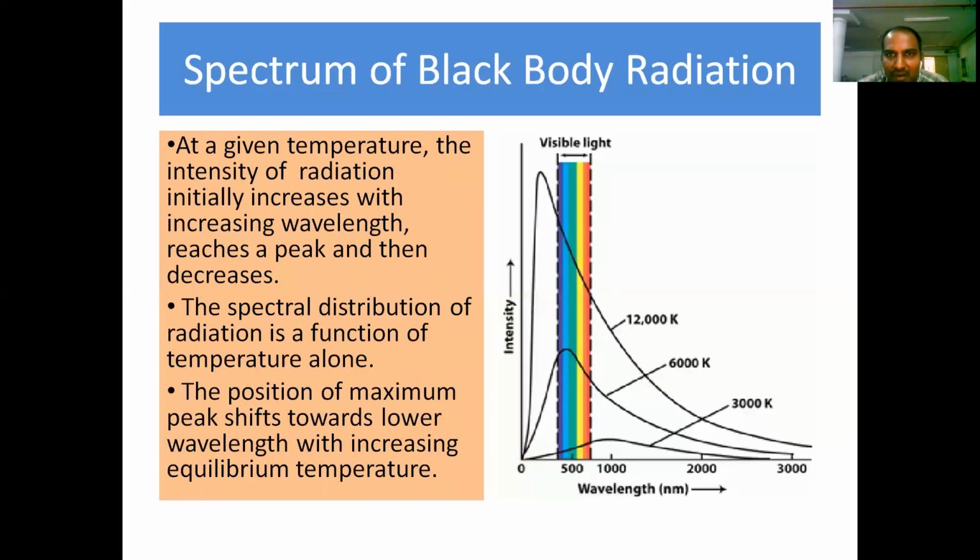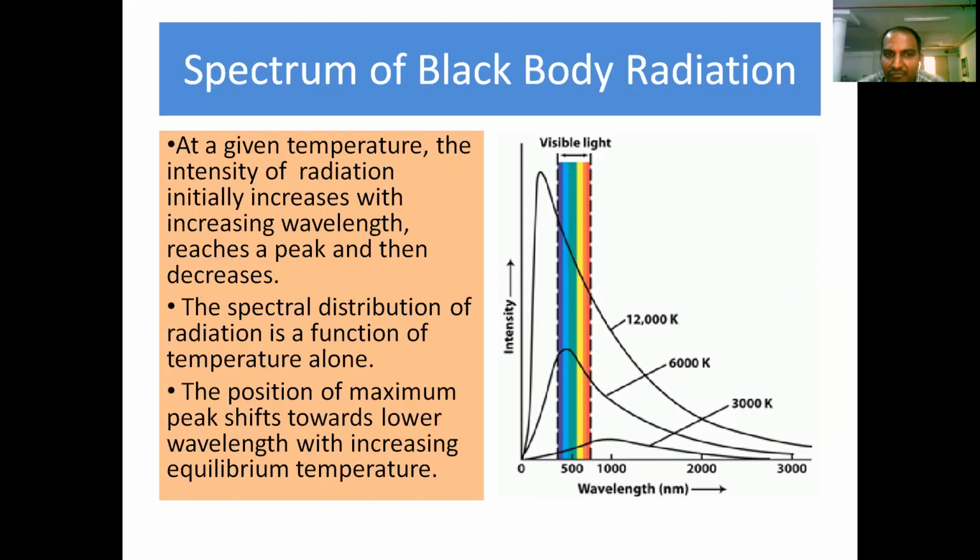Then if you study the spectrum of such black body radiation, which is there in this graph, at a given temperature, the intensity of the radiation initially increases with increasing wavelength, reaches a peak value and then decreases. That means if you increase the temperature of a black body from external means, that is from the surroundings, the temperature of the black body gradually increases. As a result, it gives out radiations. Those also increase with increase of wavelength, reach a maximum value, and slowly decrease.